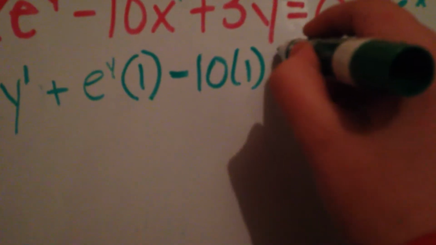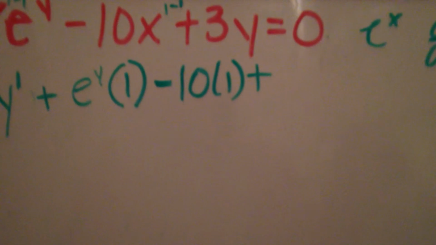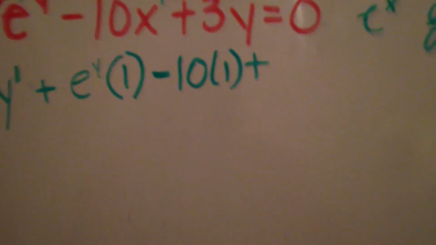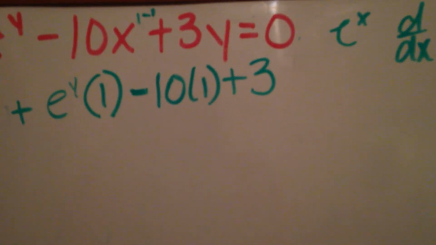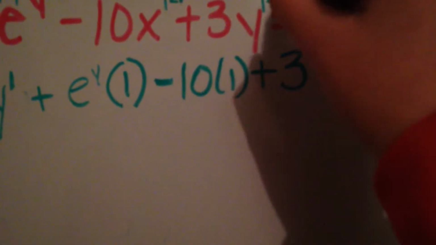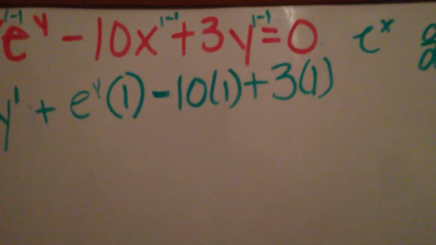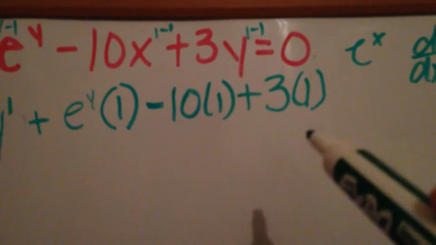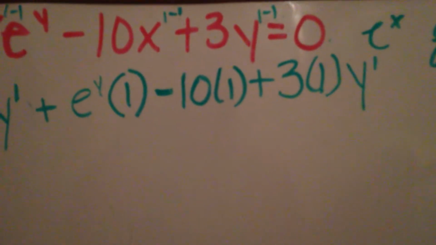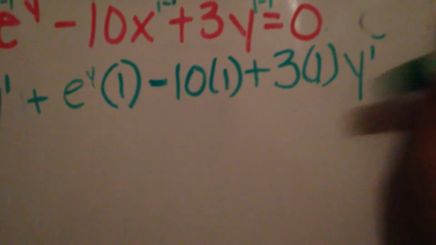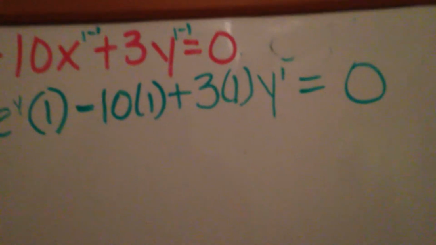Now, the third part in this trinomial is 3y. 3y is similar to negative 10x. All you have to do is write positive 3, and then you have 1 minus 1, that's y to the 0 power, which equals 1. But notice there is a y in this term. So what you have to do is you write y prime. Now, what you're going to do is finish it off, which equals 0.